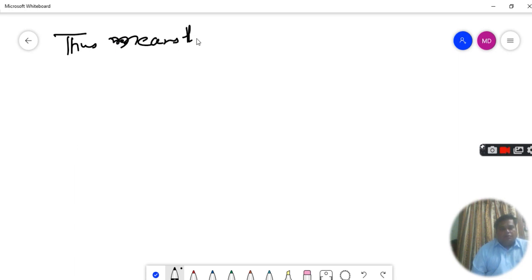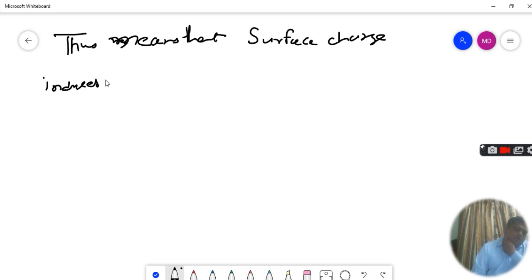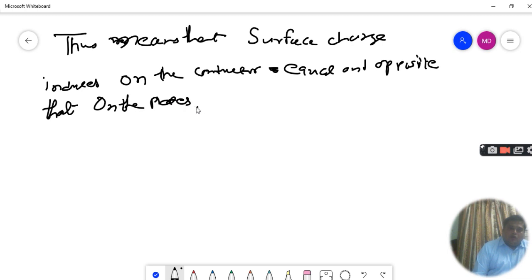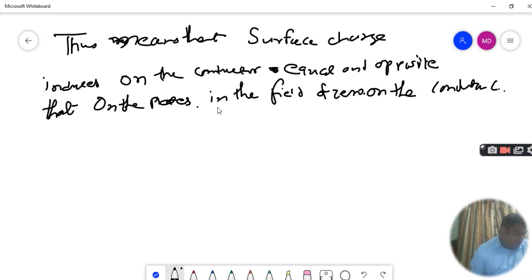This means that the surface charge induced on a conductor is equal and opposite to that on the plates, in the field of 0, in conductors.